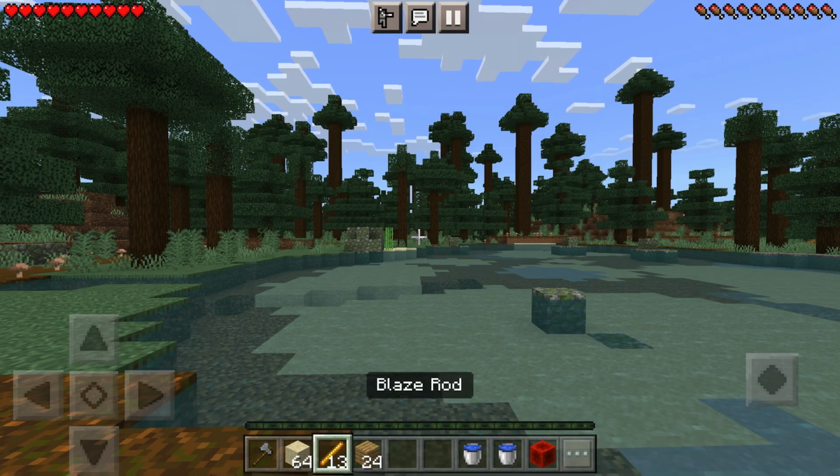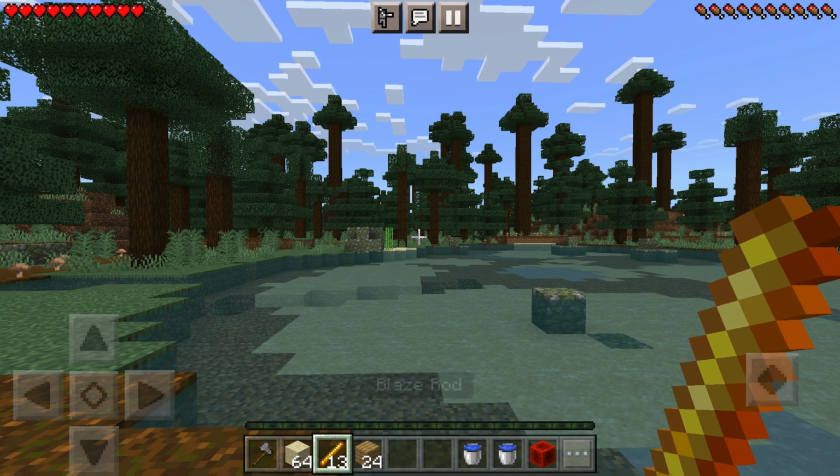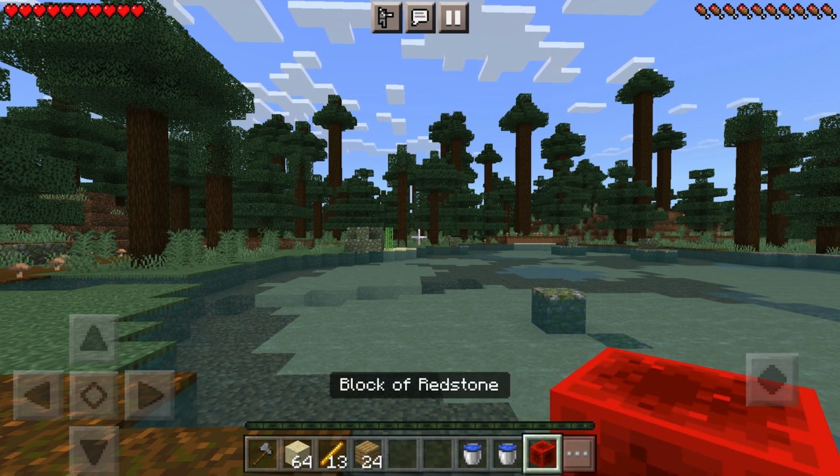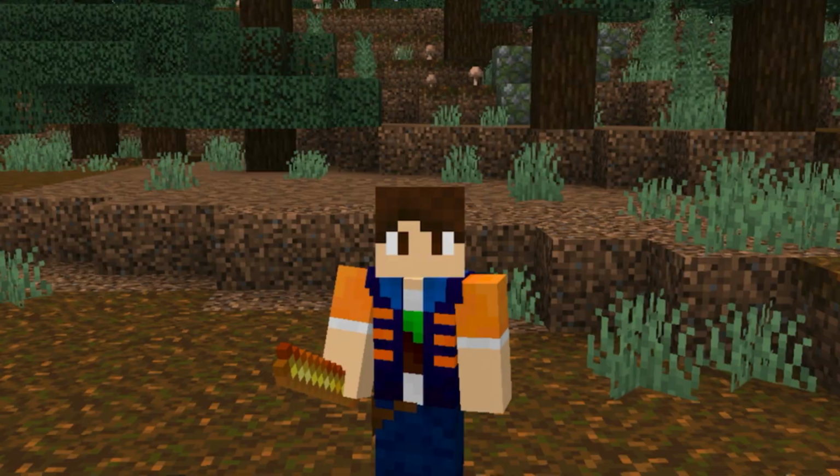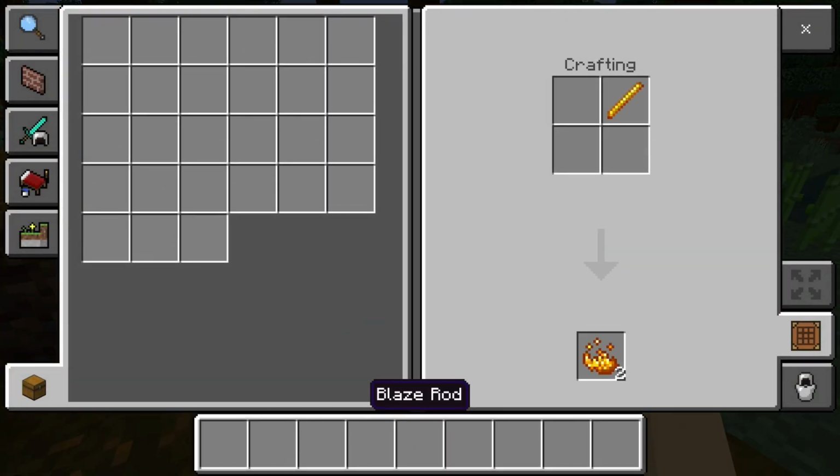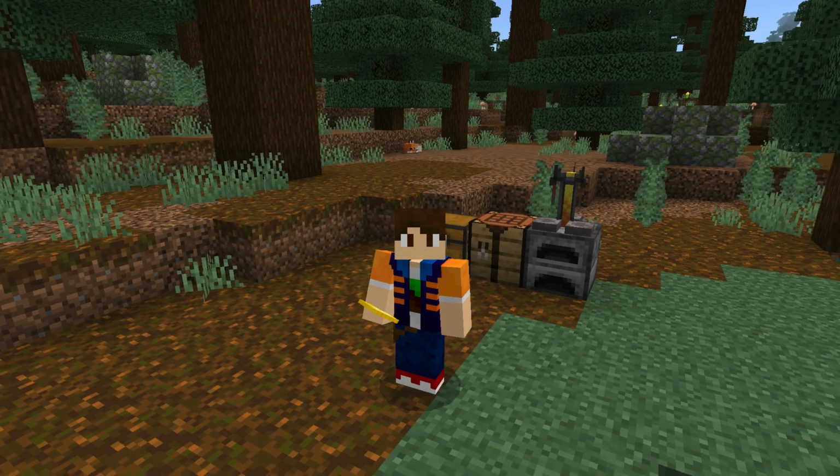Huh, my sand turned into blaze rods. And I lost the bucket. But at least I got a redstone block from that. Well, now that I got some blaze rods, let's continue with the mod. Once you got some blaze rods, you can craft them into blaze powder, which you then can craft into sulfur. Now that we got sulfur, it's time to make sulfuric acid.